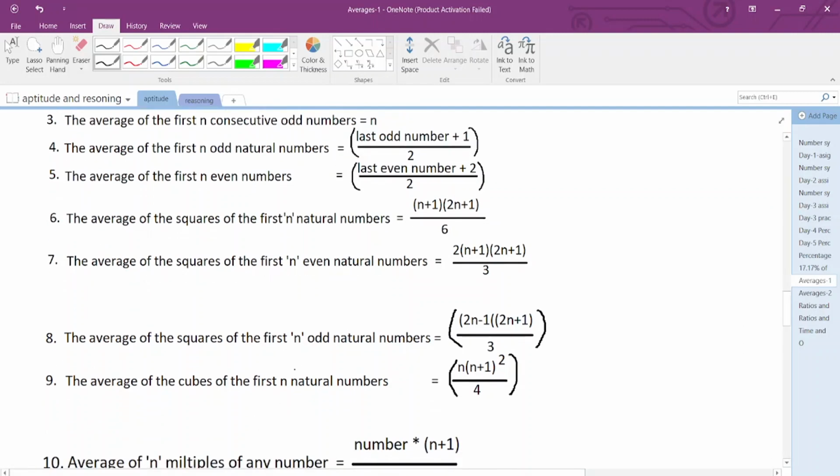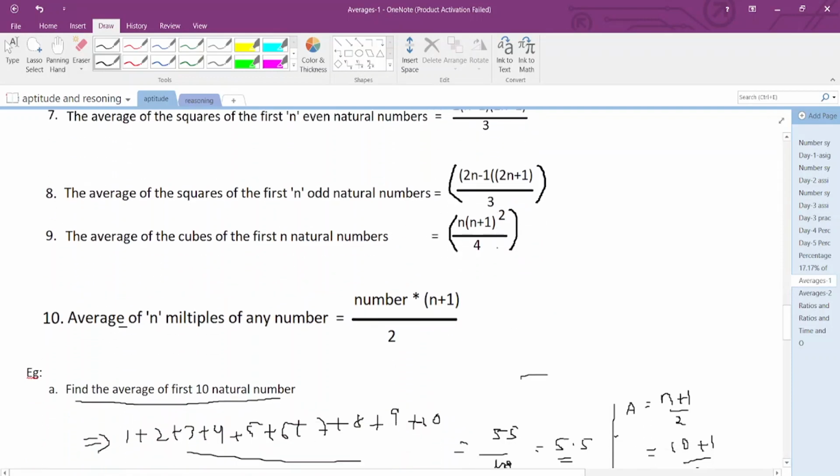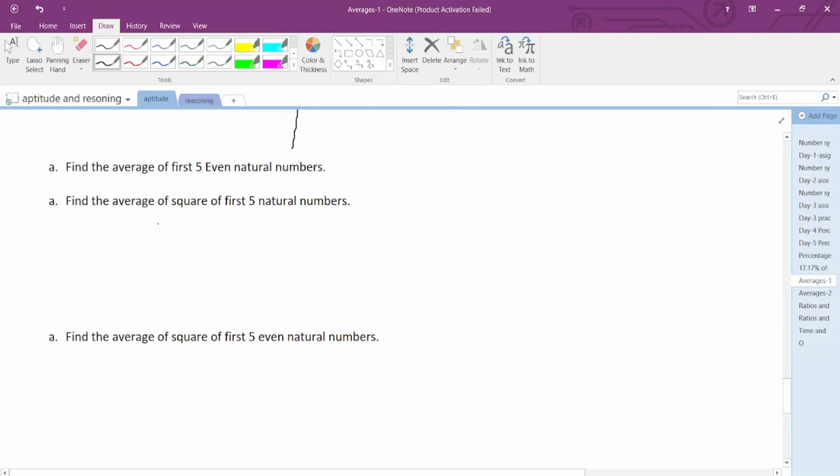And now coming to the sixth, the average of square of first 10 natural numbers. We know the formulas in progressions, right? The sum of natural numbers, the sum of squares of first n natural numbers and cubes of n natural numbers. The average of square of first n natural numbers is equal to (n plus 1)(2n plus 1) by 6. How can we solve this average of square of first 5 natural numbers without the formula?